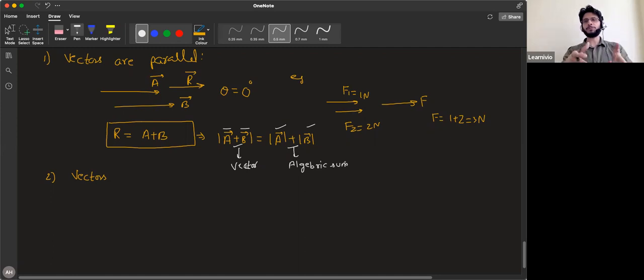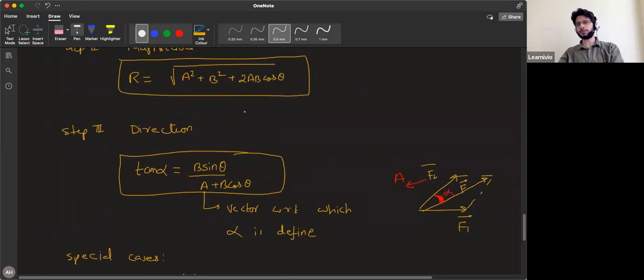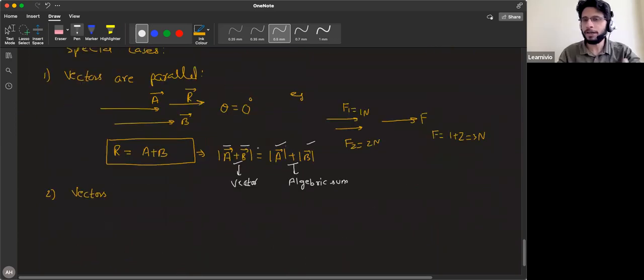So this is the difference between the first positive sign and second positive sign. First positive sign is vector sum. So to solve vector sum, you need all these steps. But the second one is the algebraic sum. Why is it the algebraic sum? Because here you're adding just magnitudes. And here you are adding two vectors and then you are taking its magnitude.